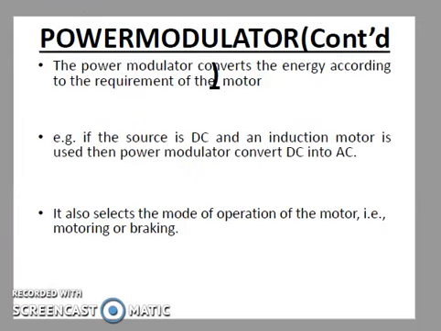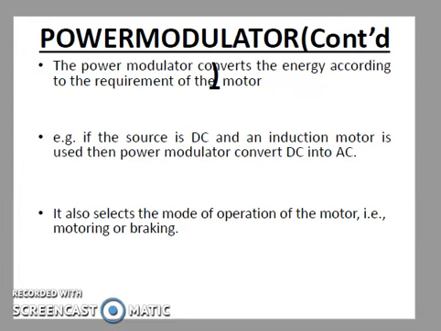The power modulator converts the electrical energy from the source to the suitable form required by the load. For example, say the source is DC in nature and the load is an induction motor. Then the power modulator's functionality is to convert DC into variable frequency AC.